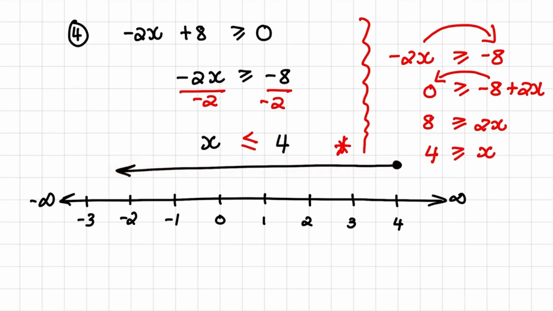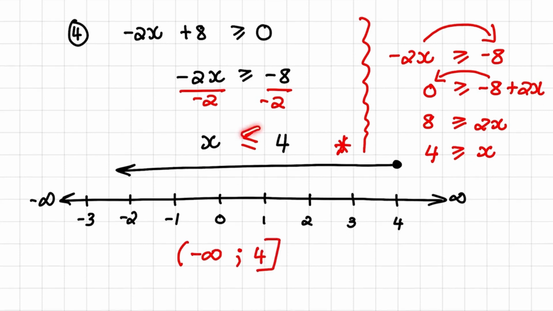In my interval notation, I have negative infinity as my minimum value, and my maximum value would be 4. But now I use a square bracket to show that x can be smaller than 4, but also equal to 4.